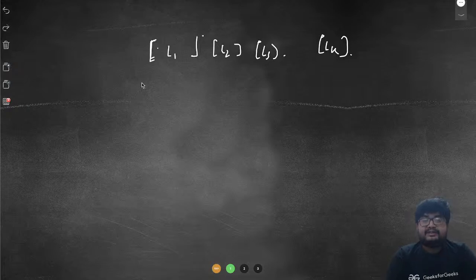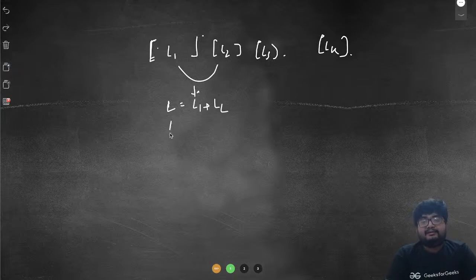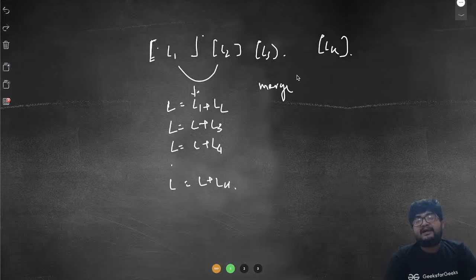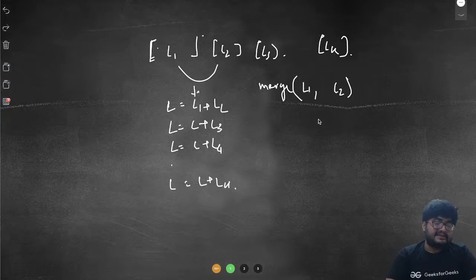So what we can do is merge L1 and L2 into some L. So L equals L1 plus L2, then L equals L plus L3, then L equals L plus L4, and like that up to L equals L plus Lk. So we can do it like this. L1 plus L2 means we are using the merge. We are merging two sorted lists, and we can do that in order of n time, order of n plus m, where n plus m is the size of the two arrays.